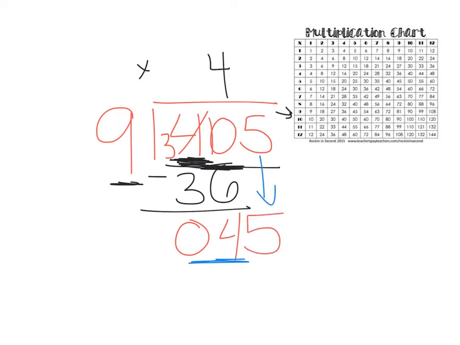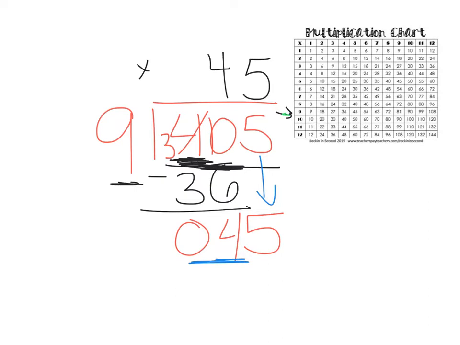Okay, so I brought down this 5. Now, let's see here. Can 9 go into 45? Or can we make 9 groups with 45? Well, looking back at my multiplication chart right over here, I can see that yes, 9 times 5 is 45. So therefore, 45 divided by 9 is 5. So our 5 goes up at the top.